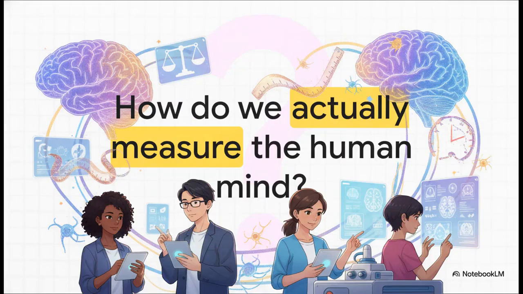So the core problem we face is a pretty tricky one. How do we actually measure the human mind? I mean, it's incredibly complex and it's completely invisible. You literally can't put a thought on a scale and you can't measure an emotion with a ruler. Because of this, psychologists have to rely on a rigorous scientific method to translate all those unseen cognitive processes and behaviors into tangible, measurable data.